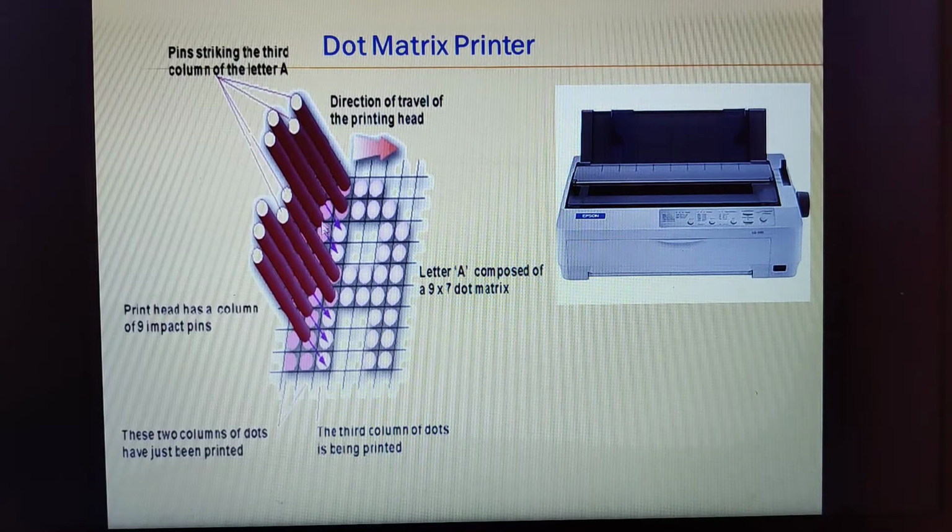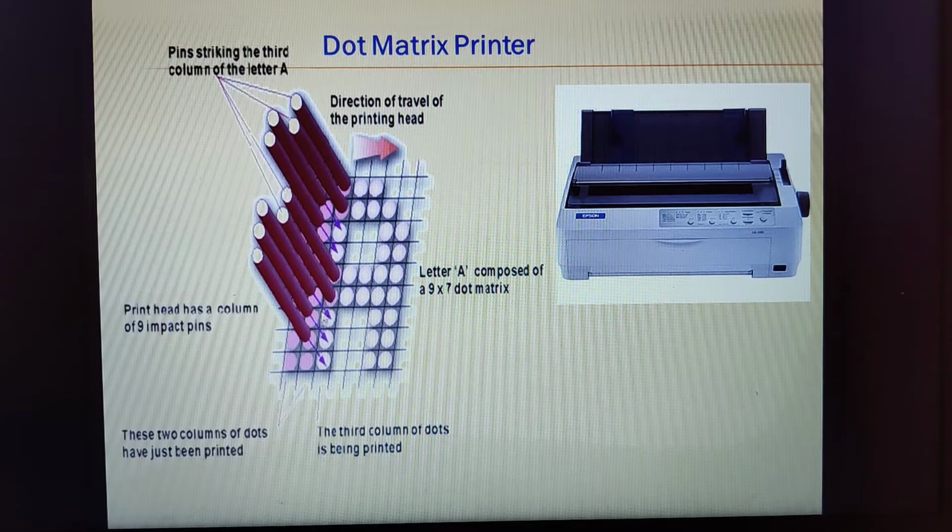Alright, you can see this letter, it is A. So A is arranged in terms of rows and columns, that is a 9 by 7 matrix, arranged in the form of a matrix. These are the metal pins, and these pins will strike the third column. Now it is striking the third column. It has already completed printing the first and second columns, which you can see shaded in pink. This is where exactly the third column is getting printed.